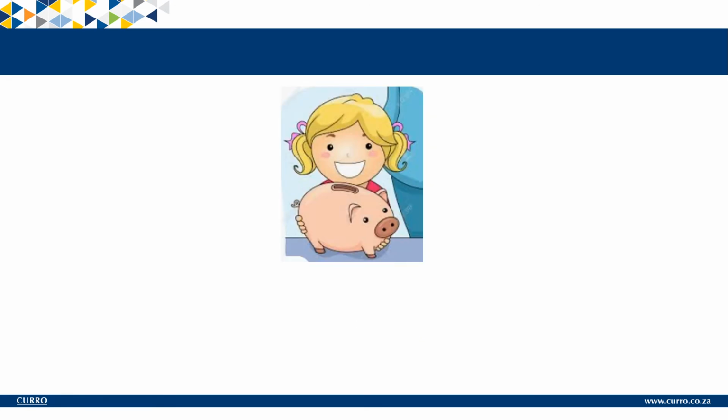Now this little girl in her piggy bank finds that she has two 50-cent coins. Now again, Mom and Dad might need to help because this is a little bit tricky. How much money does she have altogether? Let's have a look. We've got 50 cents and 50 cents. Now we know that 5 and 5 makes 10. So 50 and 50 makes 100. 100 cents is the same as what? Who can tell? Yes, it's the same as 1 rand. So this little girl has 1 rand.